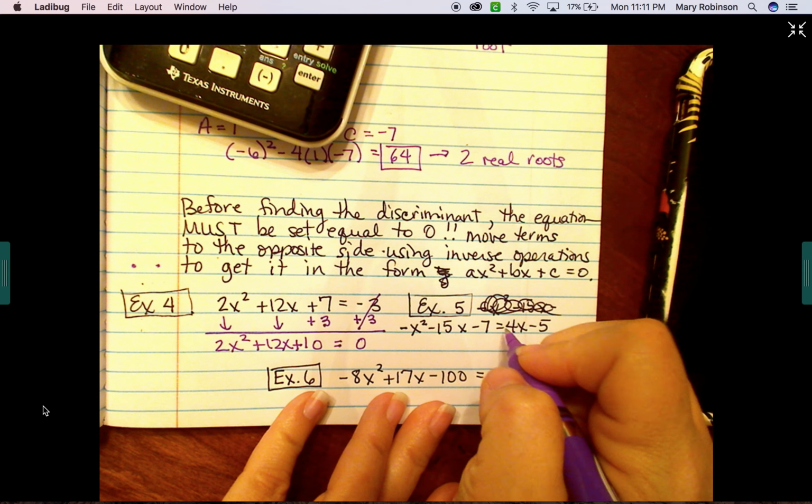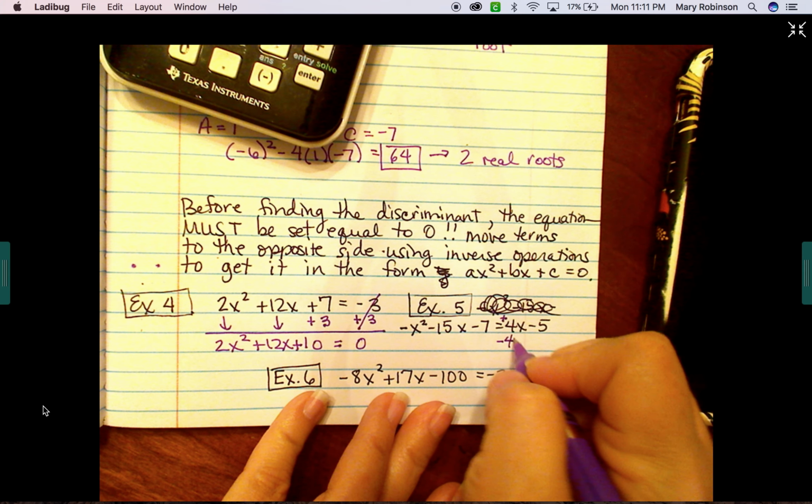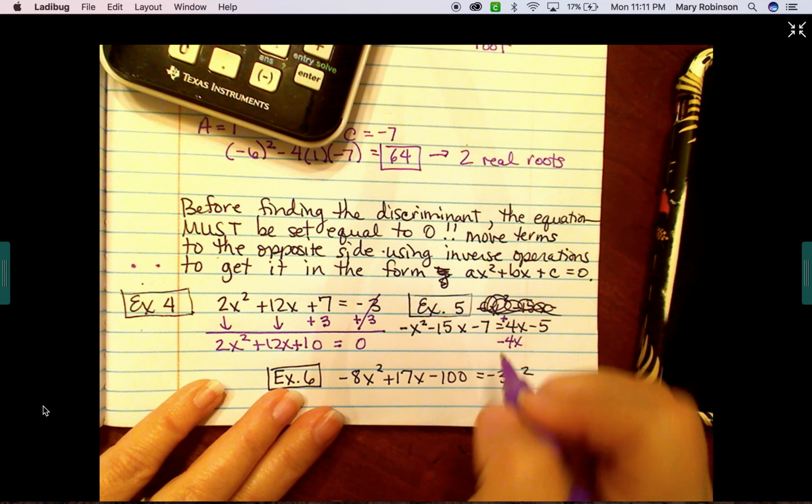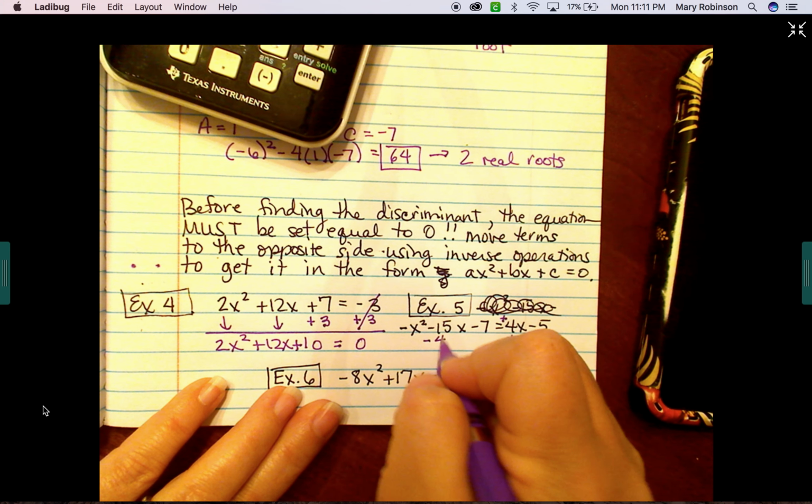Notice if you see 4x, there's not a negative, which means it is positive. To move a positive 4x, you need to subtract 4x. If I subtract 4x on the right side of the equation, I must balance it by subtracting 4x on the left.